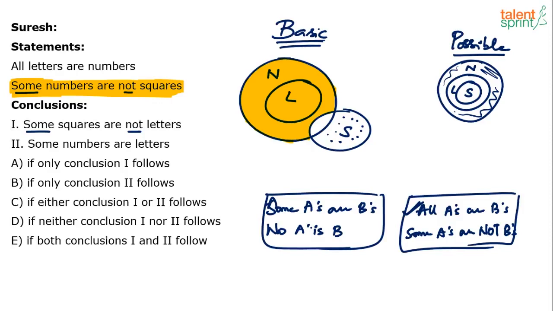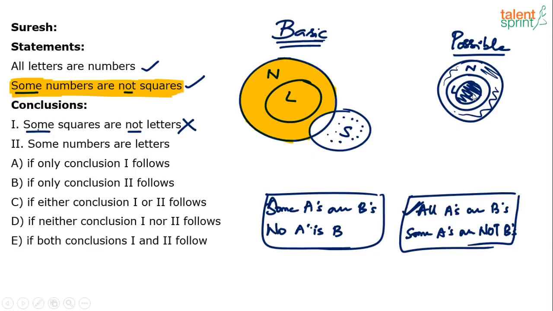It satisfied the basic diagram, but it failed in this possible diagram, right? Which squares are not letters? All the squares are letters. All the squares are inside letters. If all the squares are inside letters, I cannot say that some squares are not letters. So this is a wrong conclusion. First one does not follow. It clears the basic diagram but fails in the possible diagram.